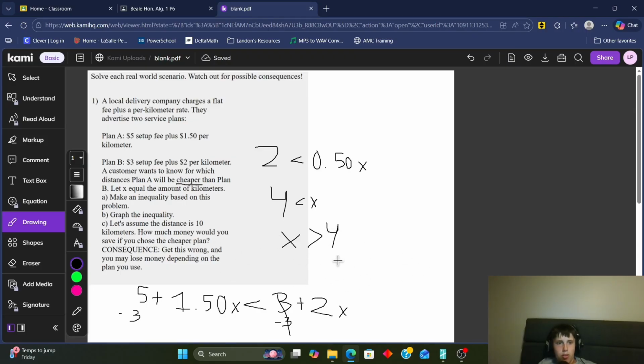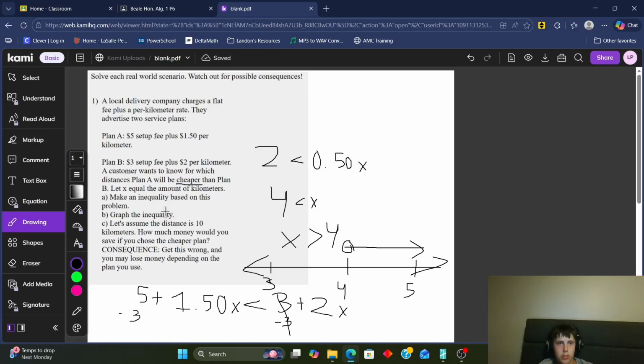So, therefore, for 4 kilometers, it's going to be, well, first let's graph it. So we have this. So we have 3, 4, 5. Draw a circle, not a dot, and then move it all to the right. And now the distance is 10 kilometers.